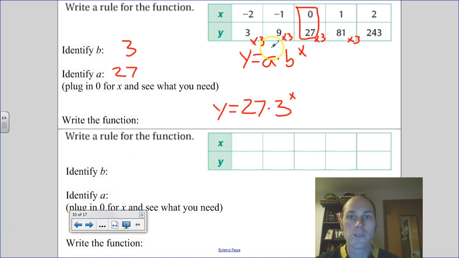All right, so the b value is what we're multiplying by each time as we go over one value in the x. So each time we move over 1 in our x, we're multiplying by 3. So our b value is 3. A is our y-intercept. Plug 0 in for x, and what do we get? At 0, it's at 27. So a is 27, b is 3. 27 times 3 to the power of x.